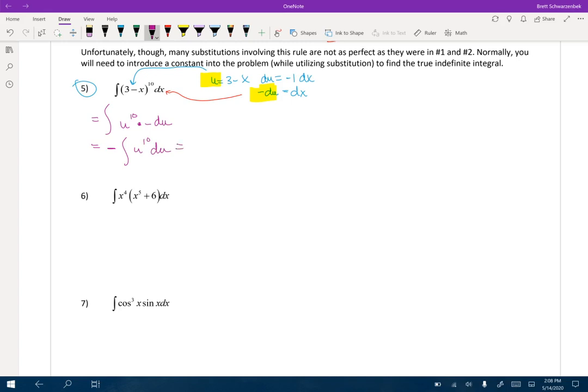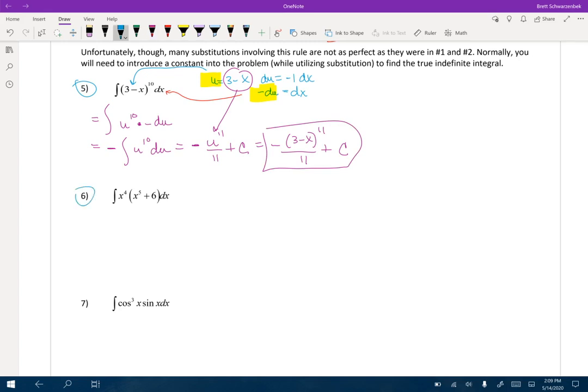That should be the easy part. We're going to get negative, and then u to the 11 over 11 plus c. And then the last part is to take our 3 minus x and put it right back in. So negative 3 minus x to the 11th over 11 plus c. And that is the antiderivative of our function.